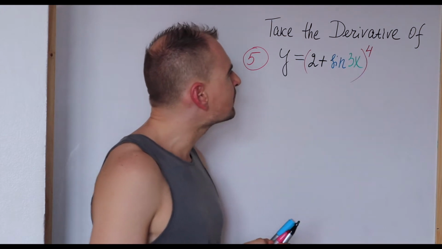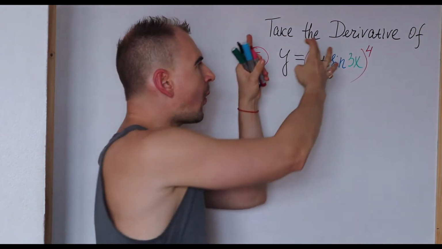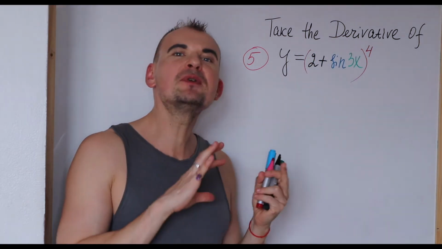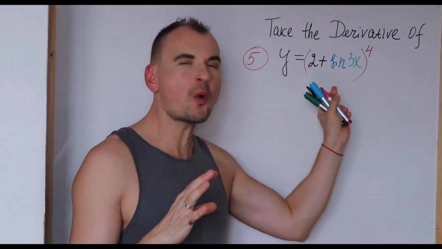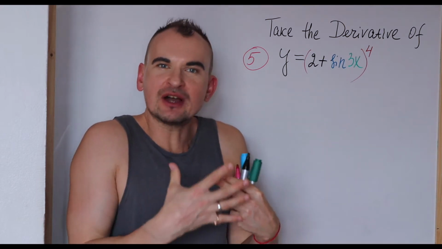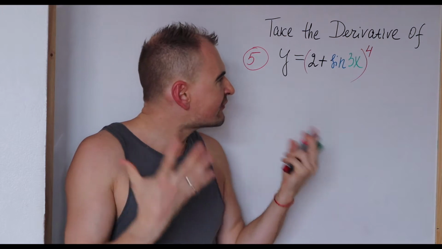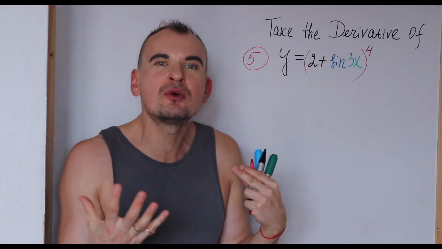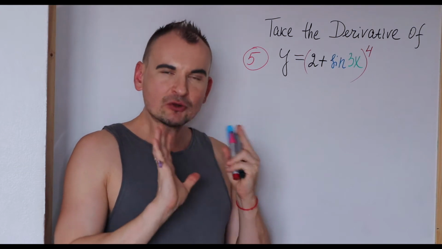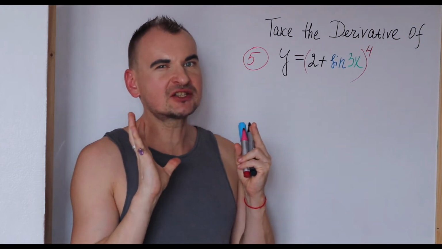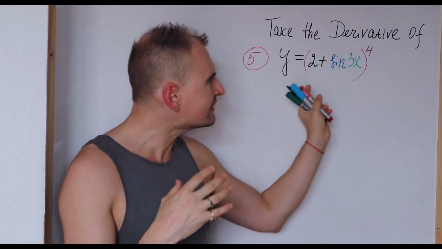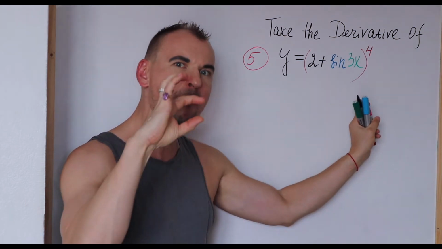Say you have 2 plus sine of 3x, this entire expression raised to the fourth power. And you might be wondering how to start off, which rule should I apply first? You have a power rule, you have the derivative of sine, you have the chain rule. It might be a little bit confusing at this point. But look at this expression and try to imagine the big picture. What are you given? You are given some expression raised to a power.